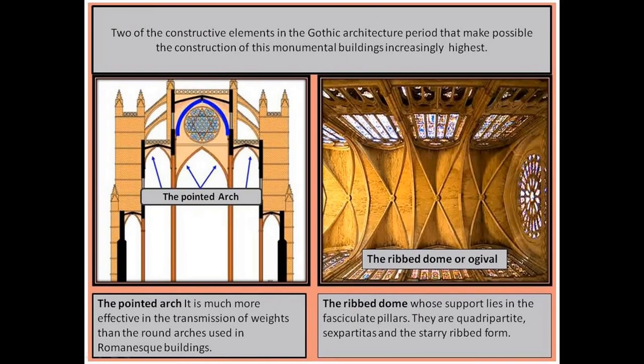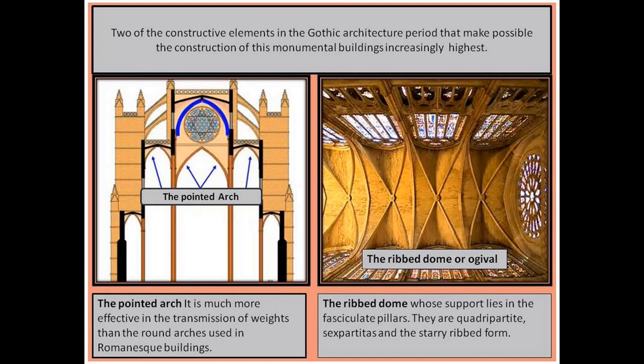Then, what is special about the inner space? The system of the pointed arch really helped to solve plenty of different architectural questions. These are, we can say, the main two constructive elements in Gothic architecture that made it possible to construct monumental buildings increasingly higher than we could see in the previous periods, in Romanesque, for example.